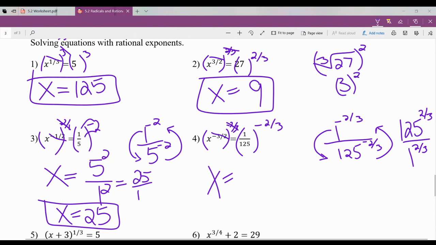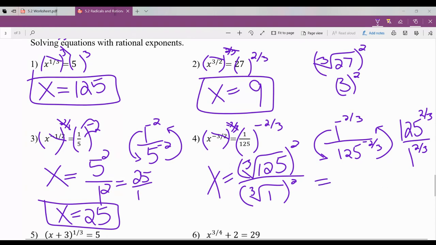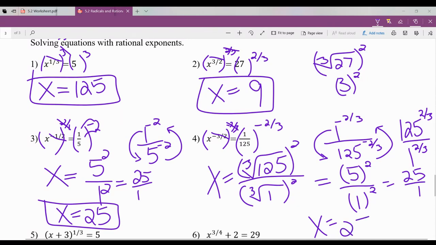And now we do power over root. So we've got the cube root of 125 squared divided by the cube root of 1 squared. So that's going to be the cube root of 125 is 5, squared, over the cube root of 1 is 1, squared. So x is going to equal 5 squared over 1 squared, 25 over 1. Oh, 25 again.